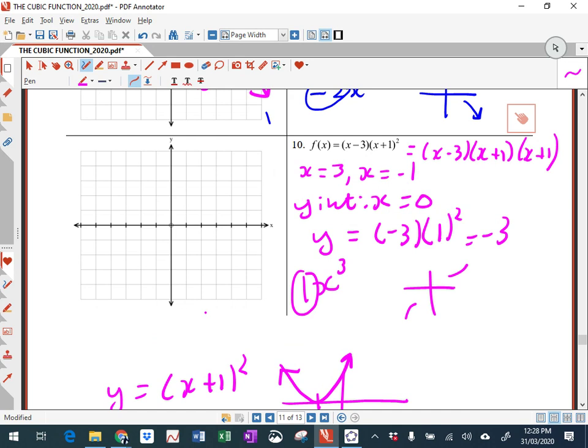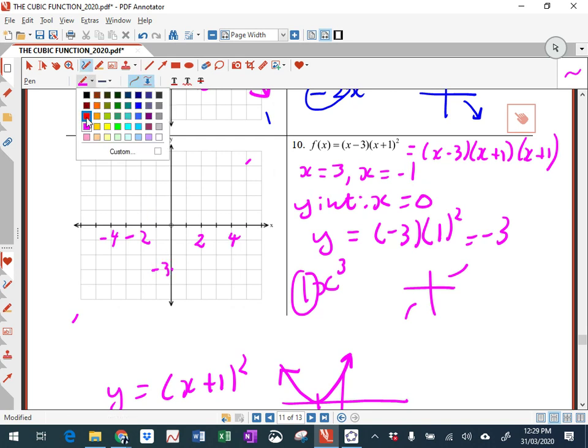So first of all, where am I starting, where am I finishing? Starting here, finishing there. Let's put some numbers on here. 2, 4, minus 2, minus 4. Okay, and I need to get to negative 3. Negative 3 is here somewhere on the y-axis. All right, so let's sketch that. Actually, let's put the x-intercepts in. So x equals negative 1, you're going to have your double root there. And x equals 3, just a single root there.